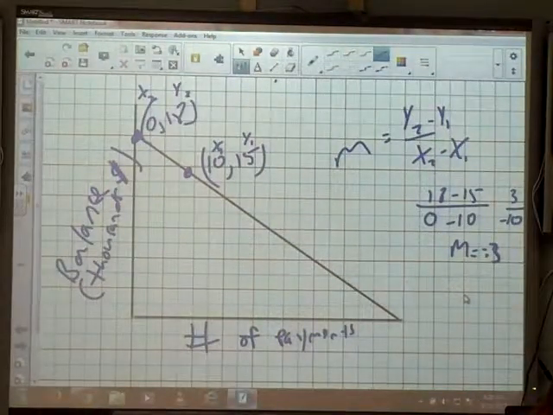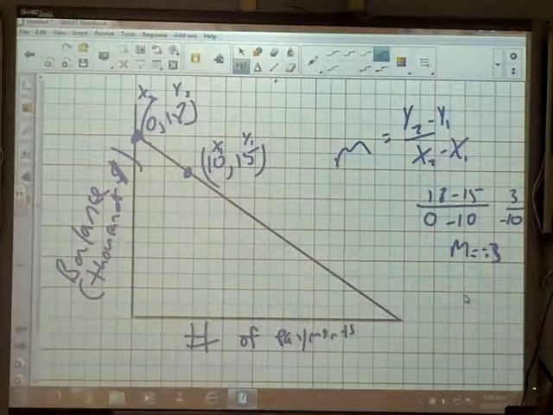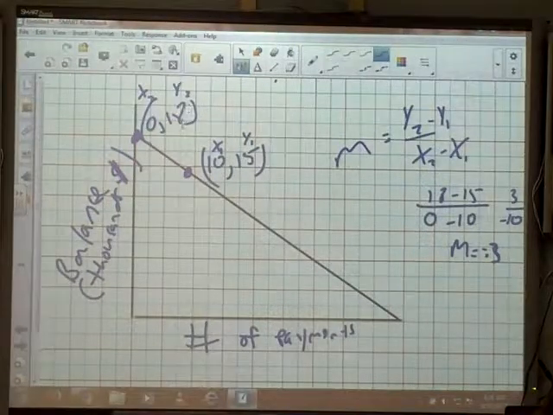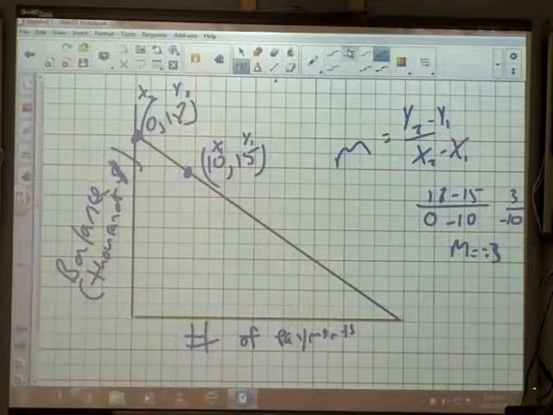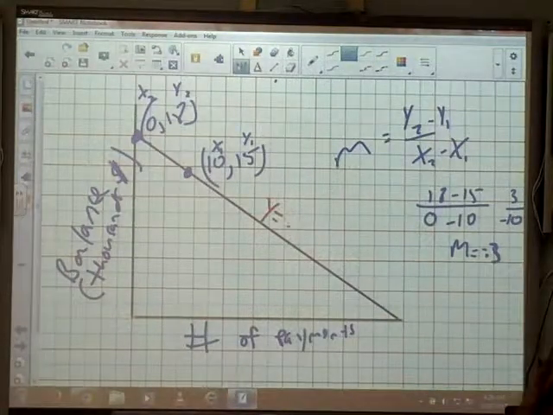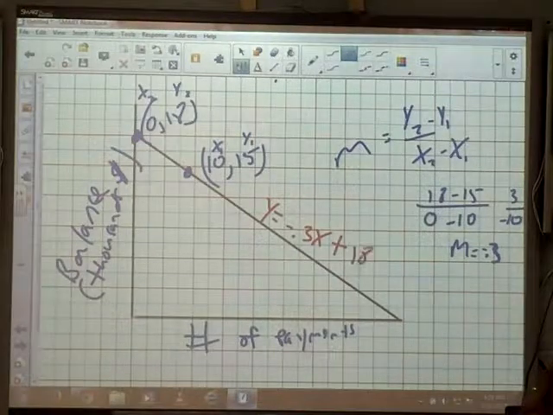Do I know the y-intercept of this graph, or do I got to figure that out? Do I know where it's crossing the y-axis? Yeah, this one tells me. Sometimes it won't, but this one does. Where's this one cross the y-axis? 18. 18 is on the y-axis. So that's my b. So the equation is y equals negative 0.3x plus 18.